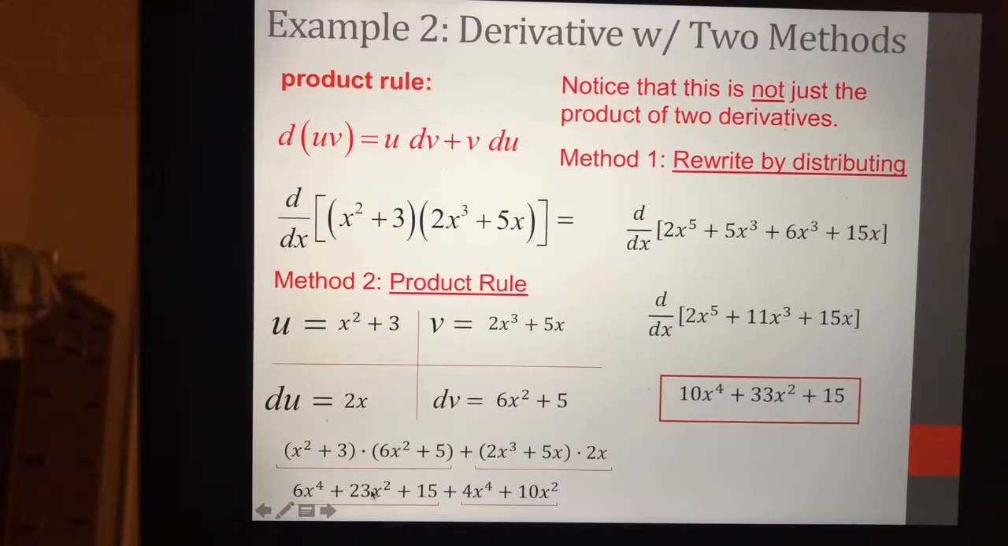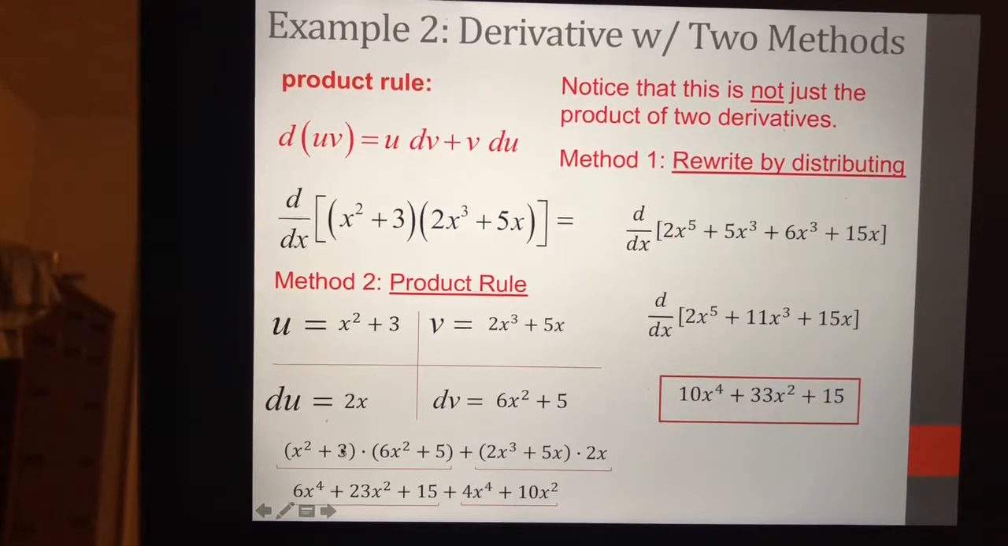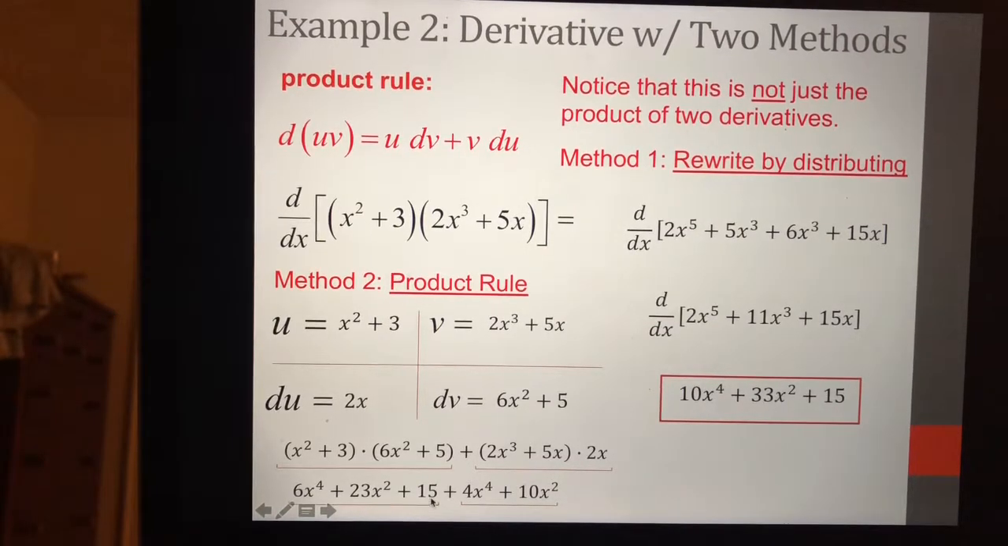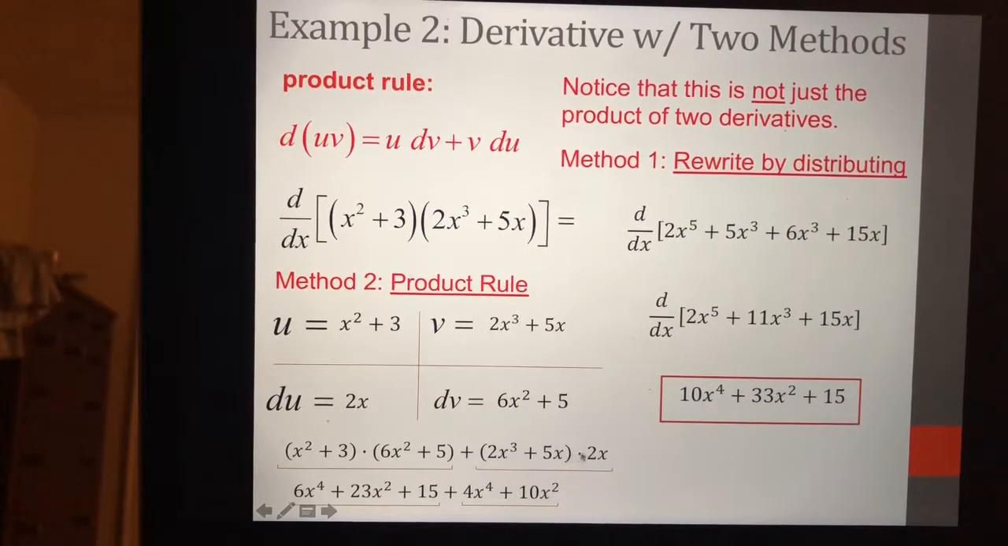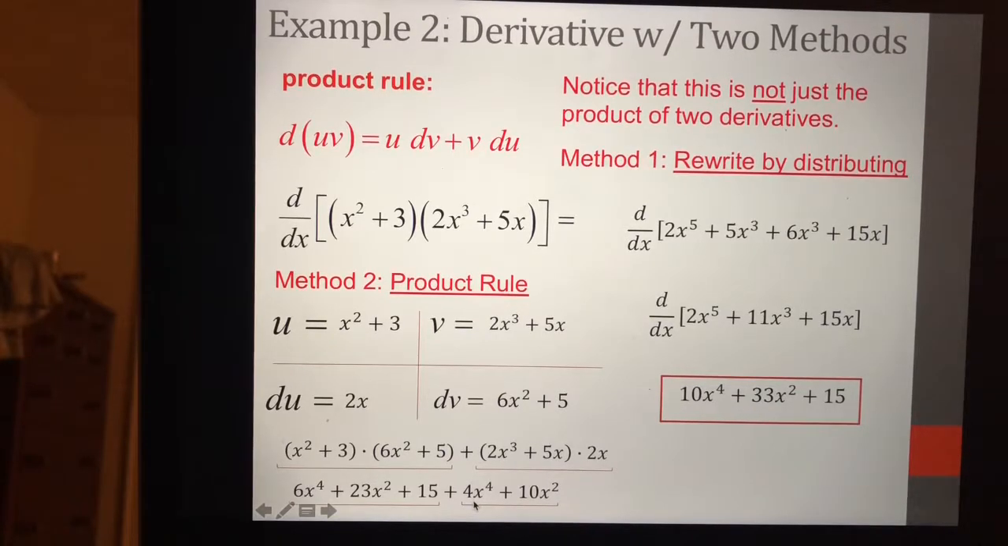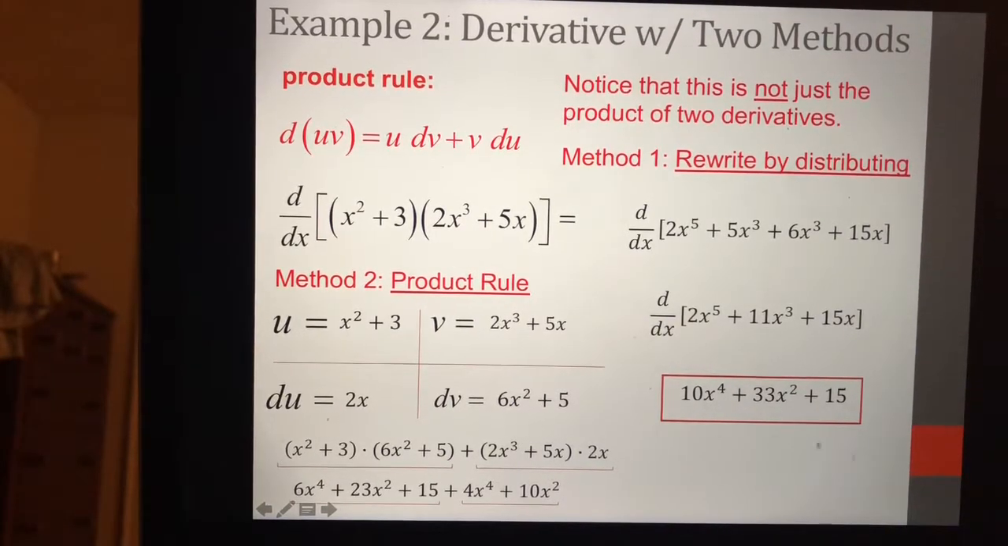Where the 23 comes from is x squared times 5 is 5x squared, and the two inner terms give 18x squared. 5 and 18 make 23x squared. 3 times 5 is 15. Plus, and then you distribute this 2x in, you get 4x to the 4th plus 10x squared. Now let's continue combining like terms.